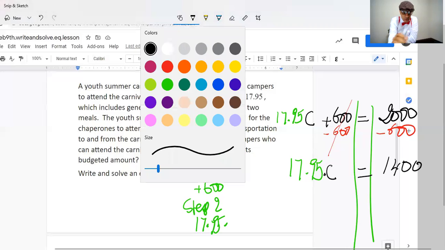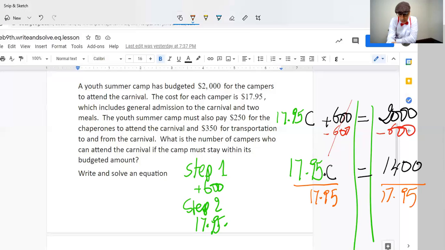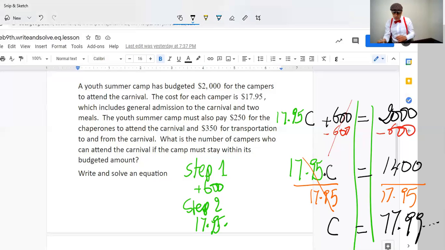Okay. Next step, we got to get rid of this multiplication by 17.95. So that means we have to do division by that amount, 17.95, on both sides. On the left side, there is no thinking, it just cancels. So I'm left with C equals, and here it's going to be some number like 77.9 and some numbers. Okay, so 77.99, let's say. So that tells you how many campers. So how many campers can go?